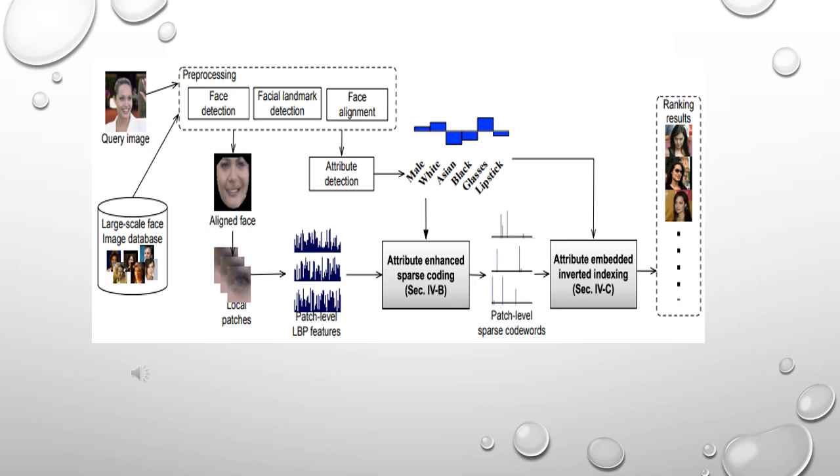Then attribute enhanced sparse coding. After that, attribute embedded inverted indexing. After the pre-processing, another step can also be done, that is attribute detection. For example, male is an attribute, white is an attribute, Asian is an attribute, black is an attribute, glasses, lipstick. After all this process, we get similar faces at the output.